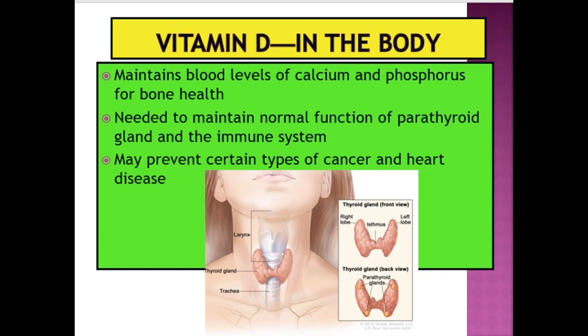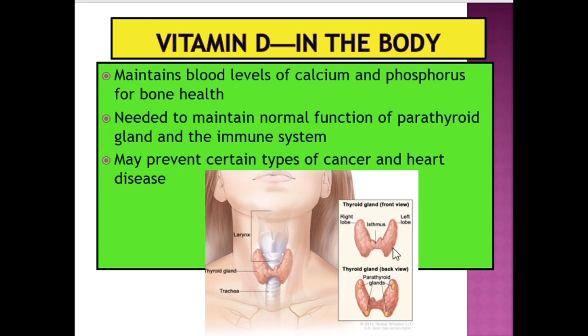The next function of vitamin D is to maintain normal function of the parathyroid gland as well as the immune system. Vitamin D can regulate the parathyroid hormone released by the chief cells and mediate parathyroid hormone to stimulate bone resorption. If you can see here, this is the diagram of the thyroid gland, shaped like a butterfly.